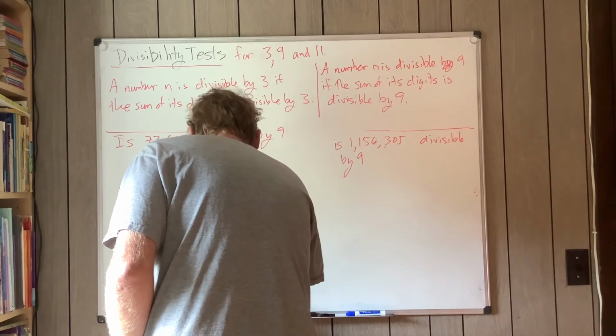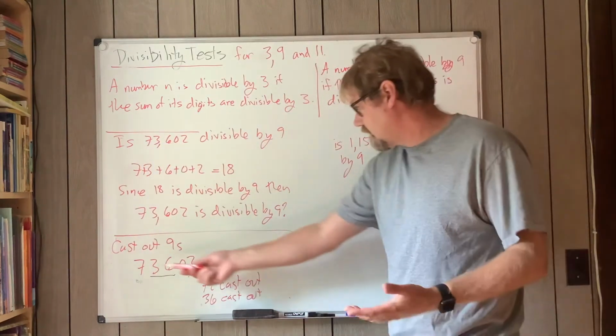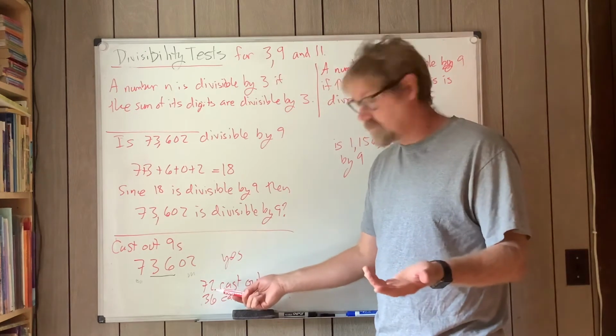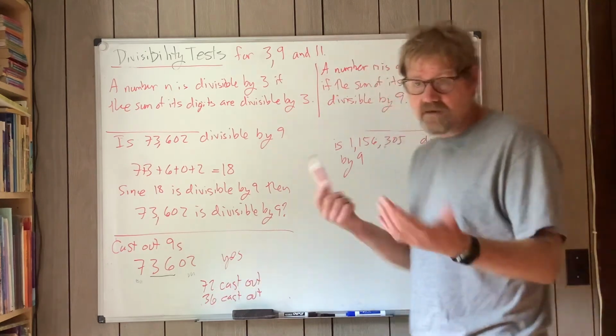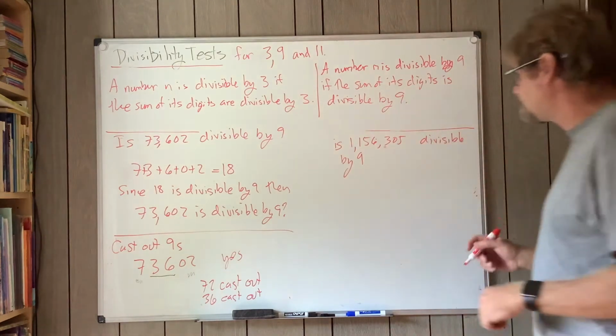3, 6 cast out. And one thing you can also know, even though I've got that, and these all work together, right? 72 is actually a multiple of 9, and 36 is a multiple of 9, so that works as well. Okay. Let's look at this one now.